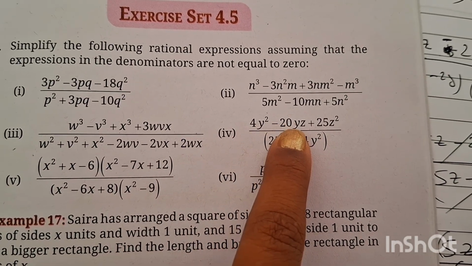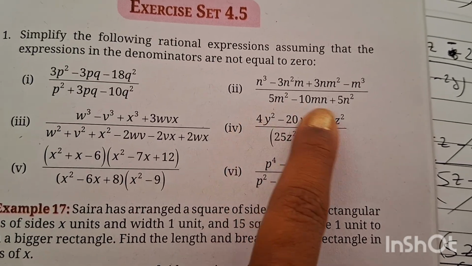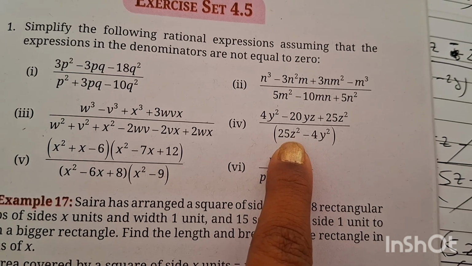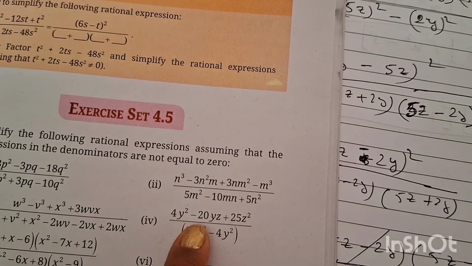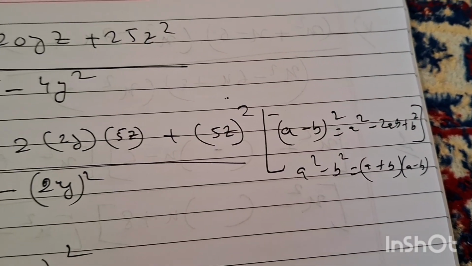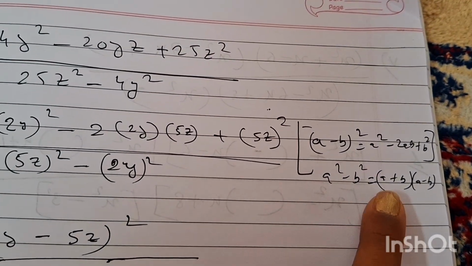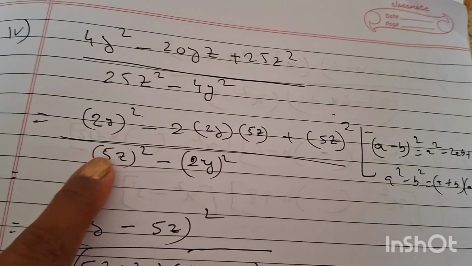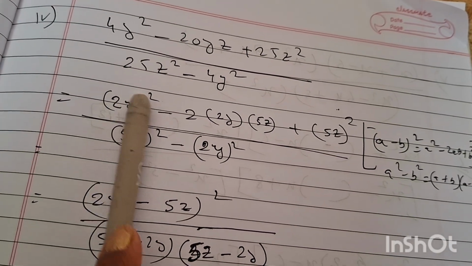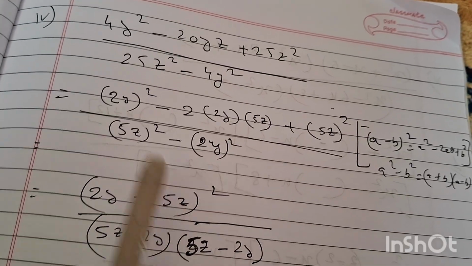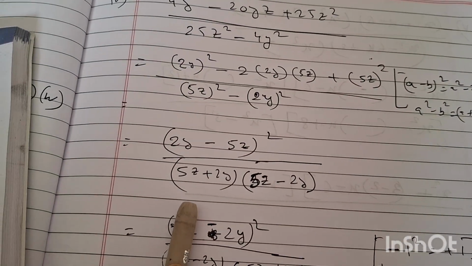4y square minus 20yz plus 25z square divided by, this one is very easy, I hope you can do it very easily. Here you have square, so you will use this formula, and here you have the minus sign, so again the square. A minus b whole square is a square minus 2ab plus b square, and a square minus b square is a plus b into a minus b. Can you see the formula? Yes. So now put the value, a square minus 2ab plus b square is a minus b whole square. Instead of a we have x and y.